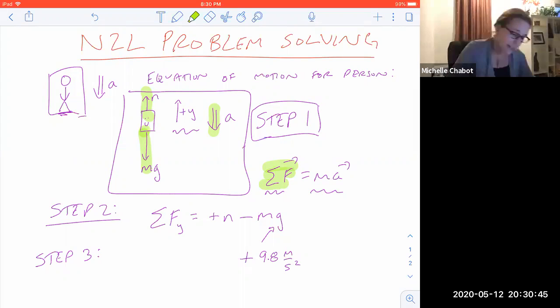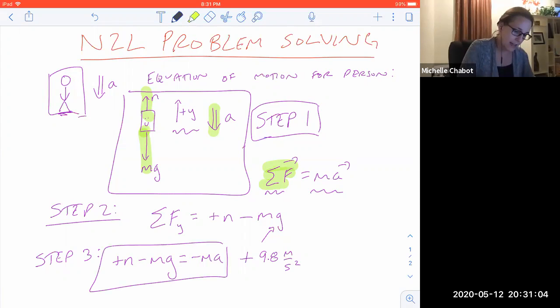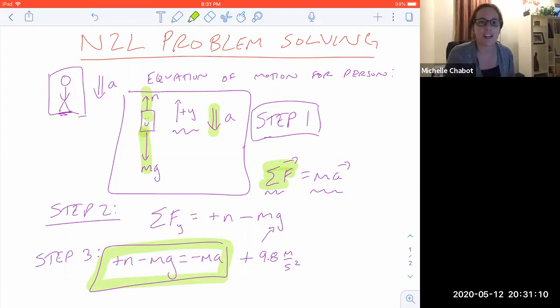So I go to my original diagram, and I see that my acceleration is downwards in my negative y direction. So for step 3, I'm going to say that my sum of forces, so I say plus N minus mg, and now for step 3, I say that equals negative ma. And this is my equation of motion, where I chose negative ma because my acceleration arrow is downward, and I'm accelerating downward.